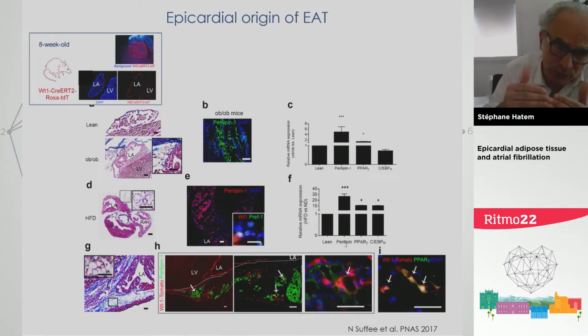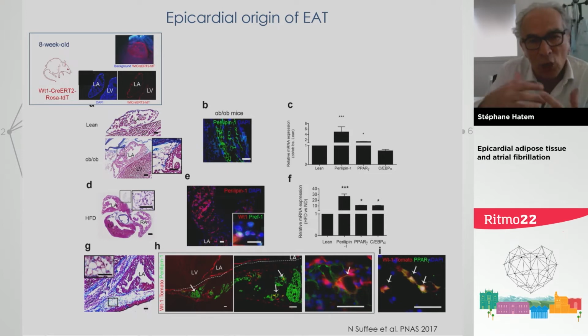And one way to answer this question was to use this mouse model where the epicardial cells are tagged with a dye that allows us to follow the epicardial cells after they undergo a differentiation process. And indeed, when you submit these mice to high-fat diets that generate obesity and adipose tissue in the atria, you can see that some of these adipocytes express the red markers of epicardial cells, indicating clearly that these adipocytes come from progenitor cells resident in the epicardial layer.